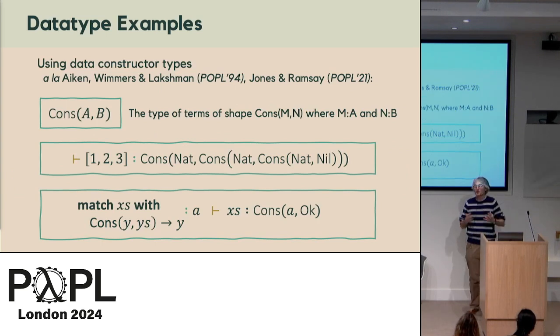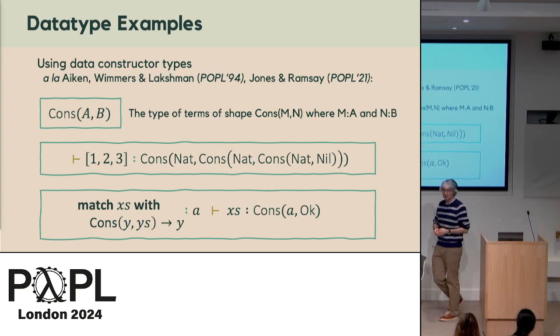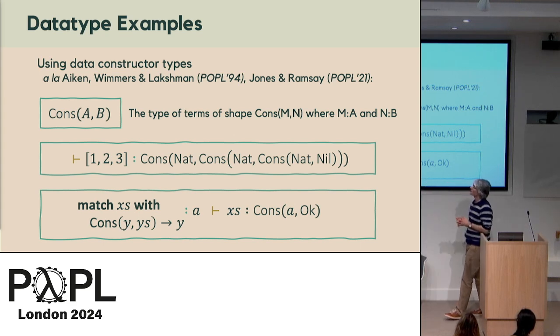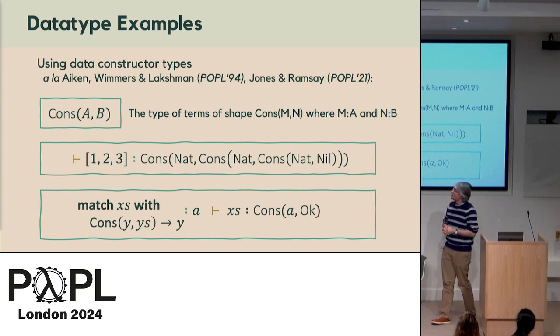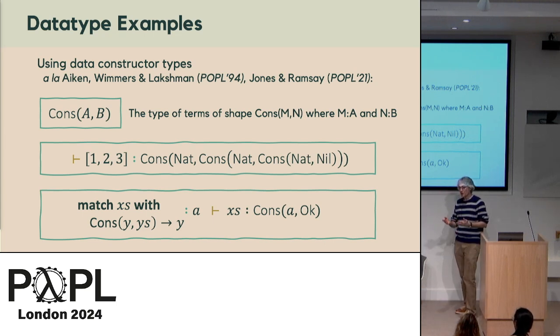Now, if we allow ourselves more sophisticated kinds of types, like we see in these systems at POPL, I'm a particular fan of this system by Aiken, Vimmers, and Lakshman, which comes from POPL'24. And there they have a type theory where you can lift data constructors to the type level. So they have, for example, a type cons A B for two types A and B.